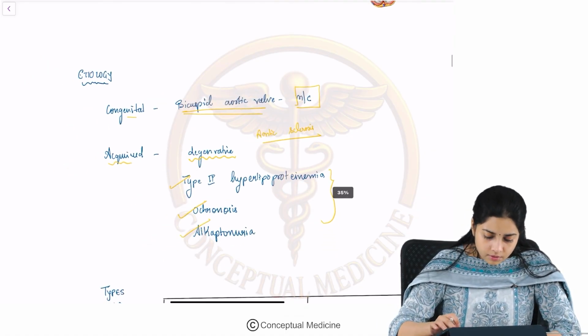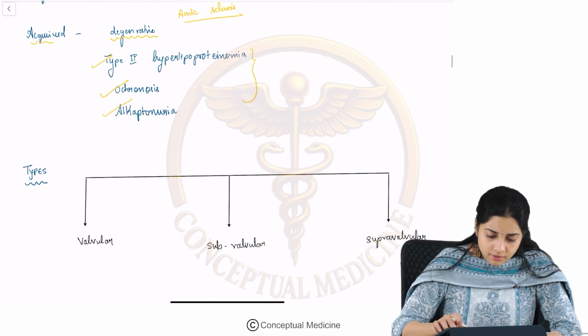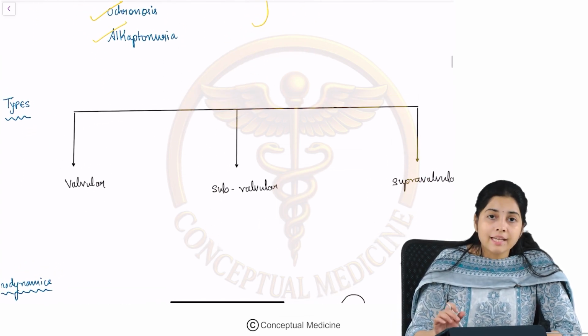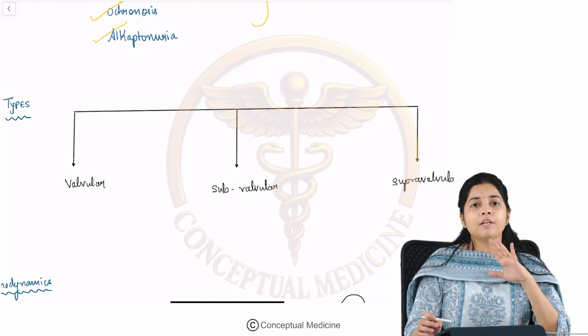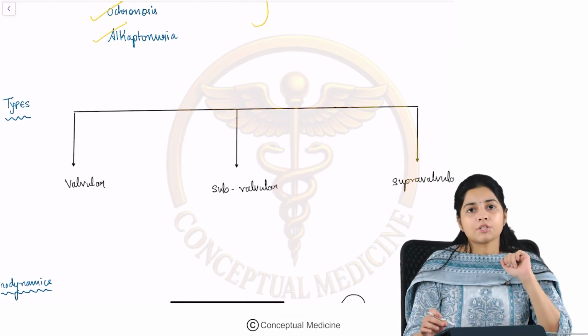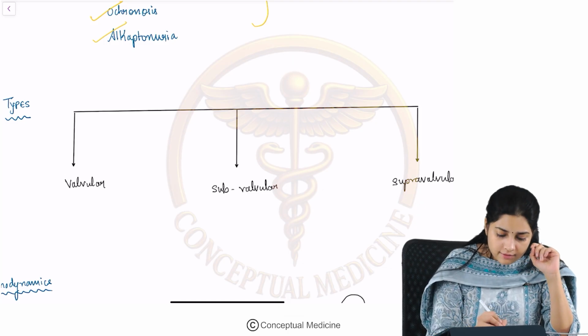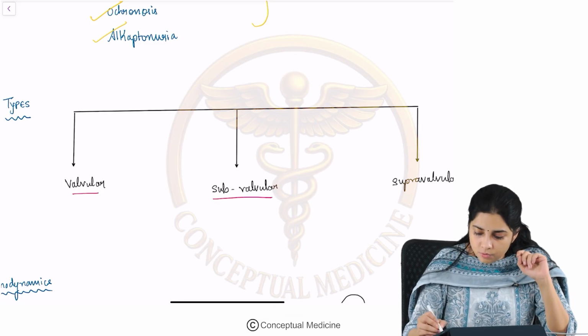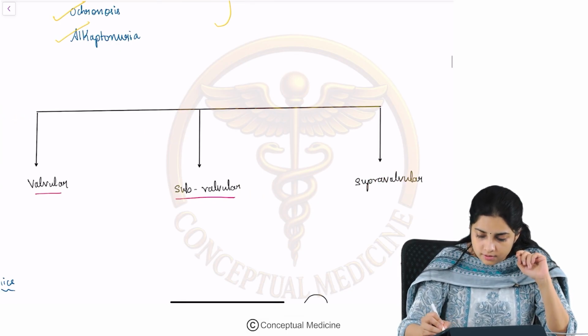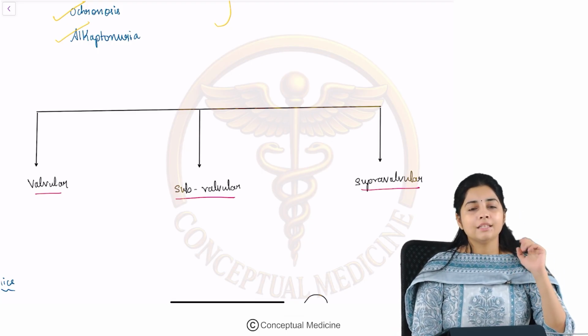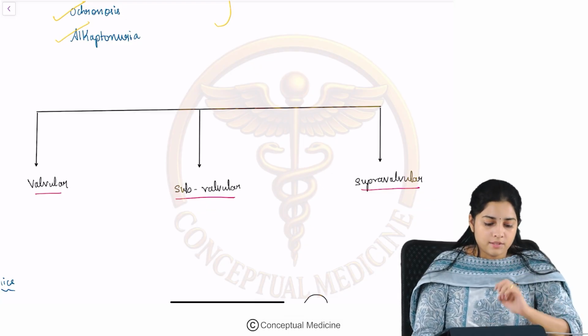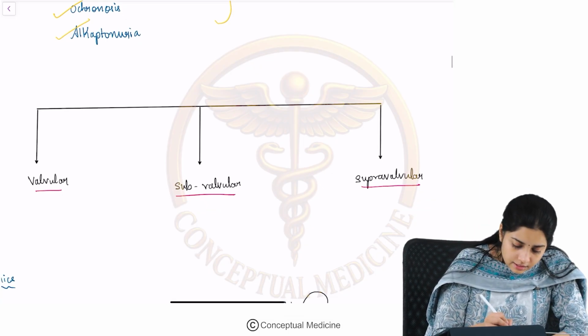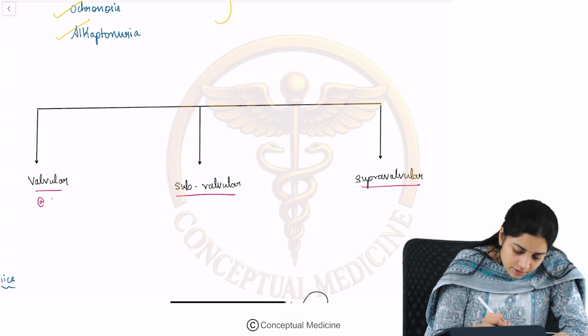Now, let us move on to the types of aortic stenosis. The types of aortic stenosis are classified based on the level at which the obstruction is present. So, it can be classified as valvular, subvalvular and supravalvular aortic stenosis. Valvular basically means that the aortic stenosis is at the level of the aortic valve.